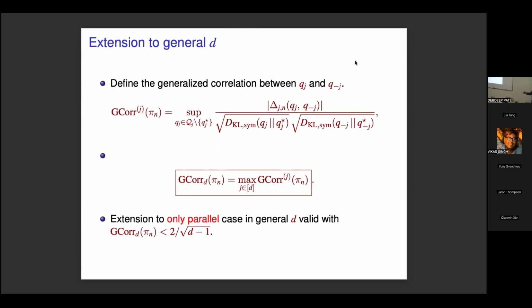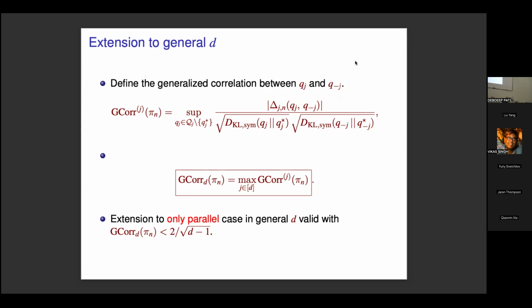So these are only for two blocks. We have still not yet settled the dichotomy between the parallel and the sequential version in the regression case. That would be possible if you have an extension to the general D case, okay? So you can naturally extend the idea to the general D case by defining local versions of this correlation between the jth block and the remaining blocks, and then taking the maximum over all possible variables.